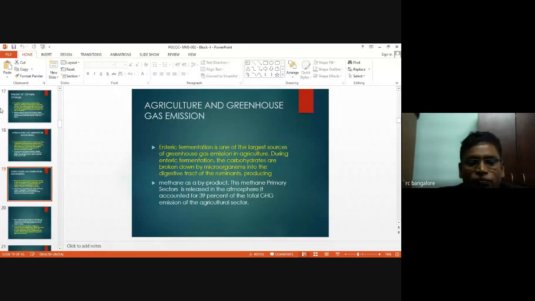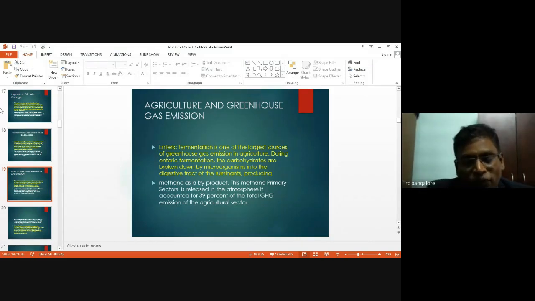Enteric fermentation is one of the largest sources of greenhouse gas emission in agriculture. During enteric fermentation, carbohydrates are broken down by microorganisms in the digestive tract of ruminants, producing methane as a byproduct. So we are talking about this greenhouse gas, methane, which is generated during the breakdown of carbohydrates by microorganisms in the digestive tract of ruminants.